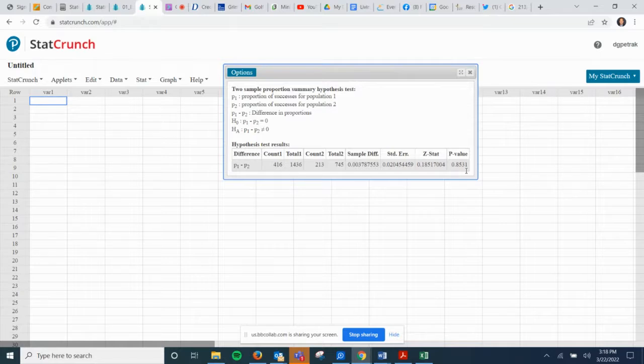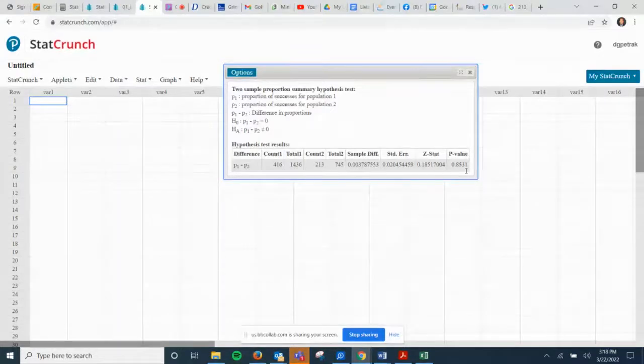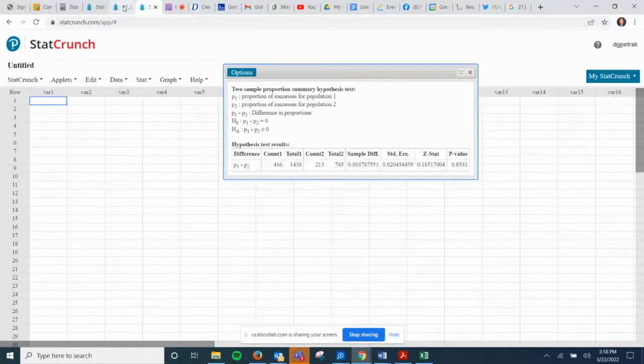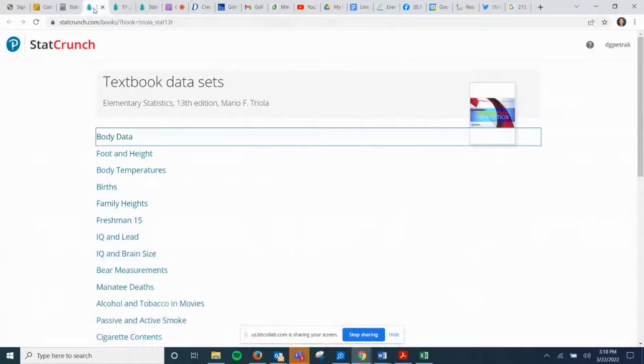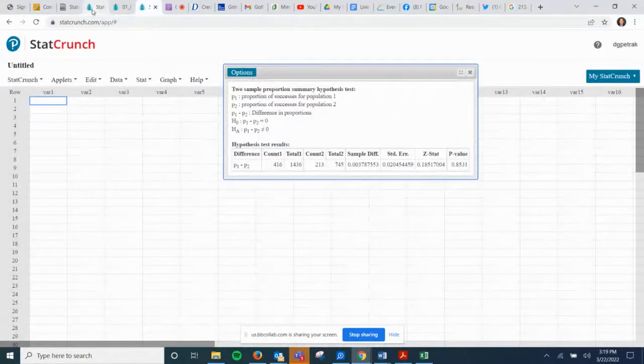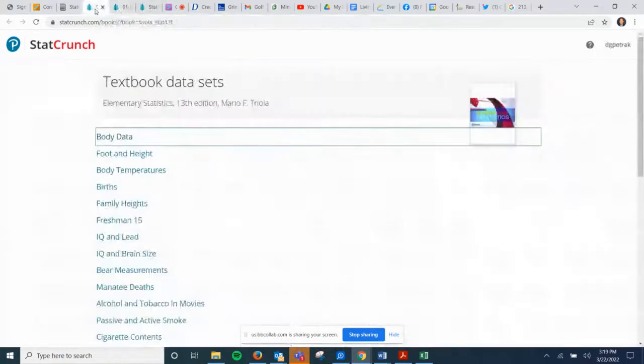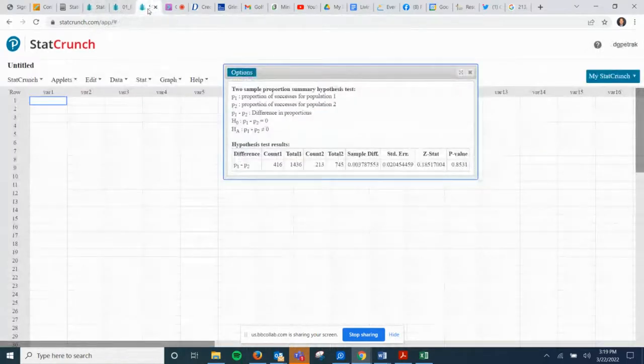Is that helpful? Yes, that was very helpful. Okay, cool. And I'm sorry I didn't have that open. I'm very sorry about that. No, you're okay. I would encourage you to just do these on StatCrunch like we just did. That's fine, yeah, I will for sure.